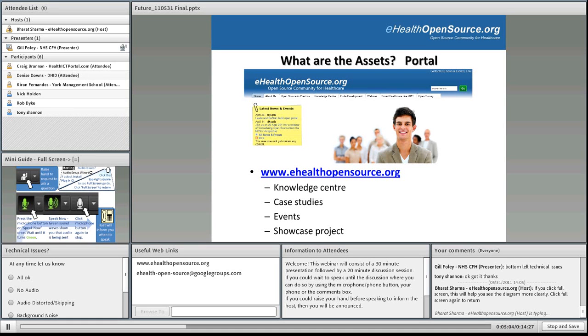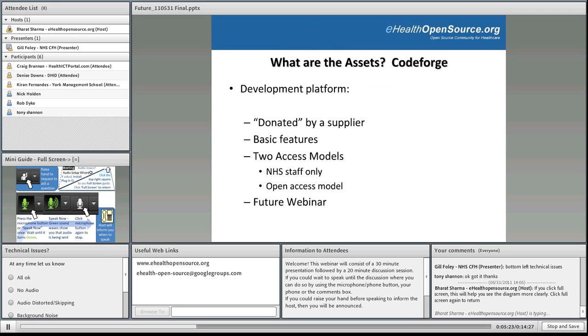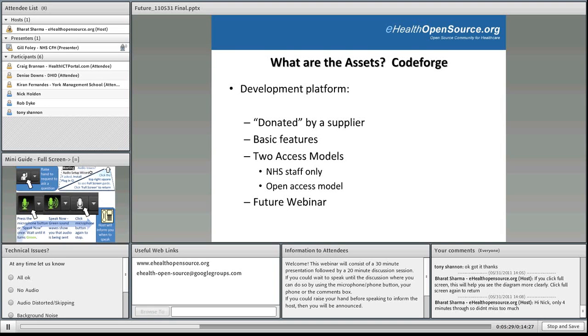So what are our assets? Well, we see the portal as one of our assets. It's got a knowledge centre, we've presented case studies, events and showcase projects. Going forward, we hope to have on there a code forge, which is under development as we speak. It's been donated by a supplier who we've got on this call today.